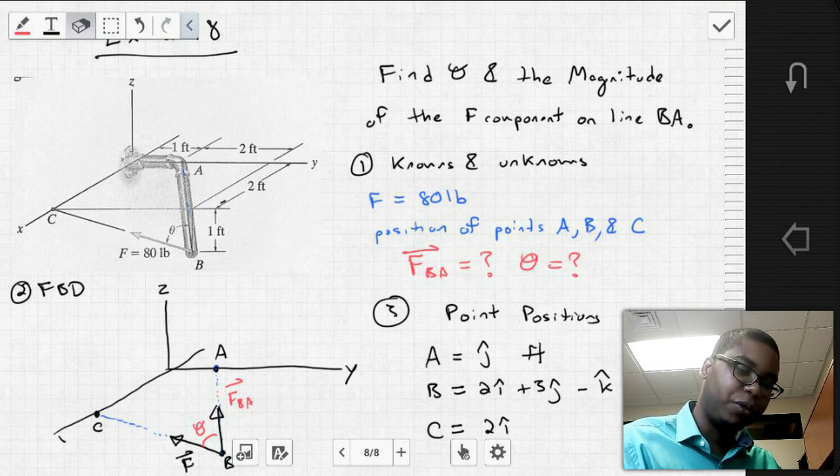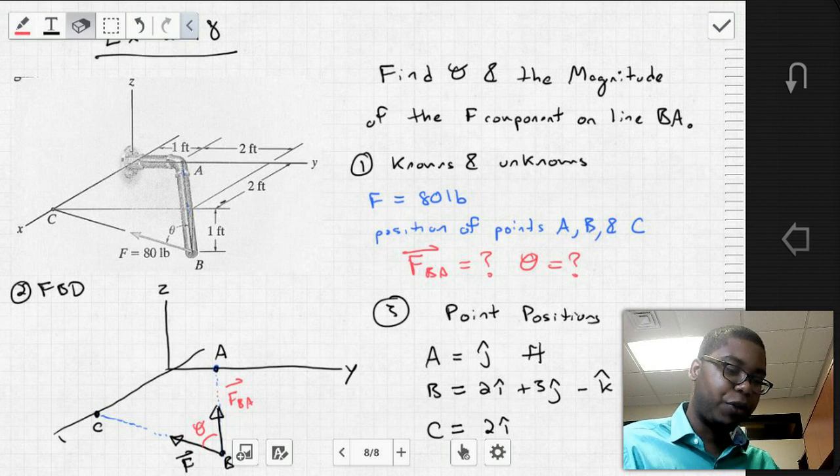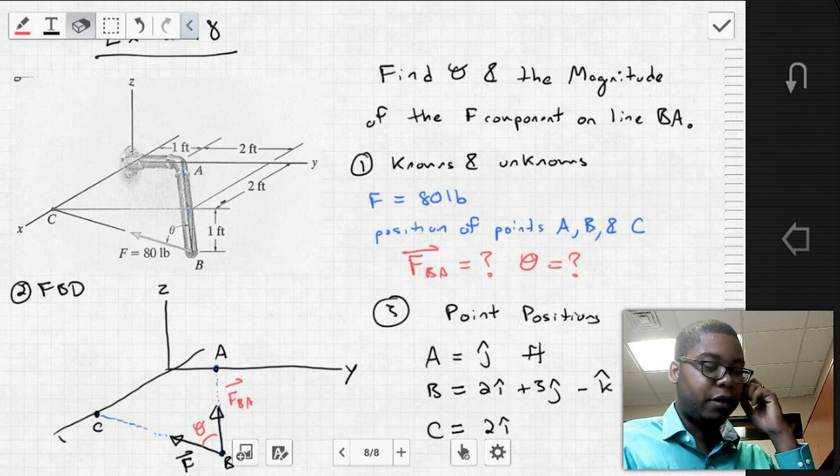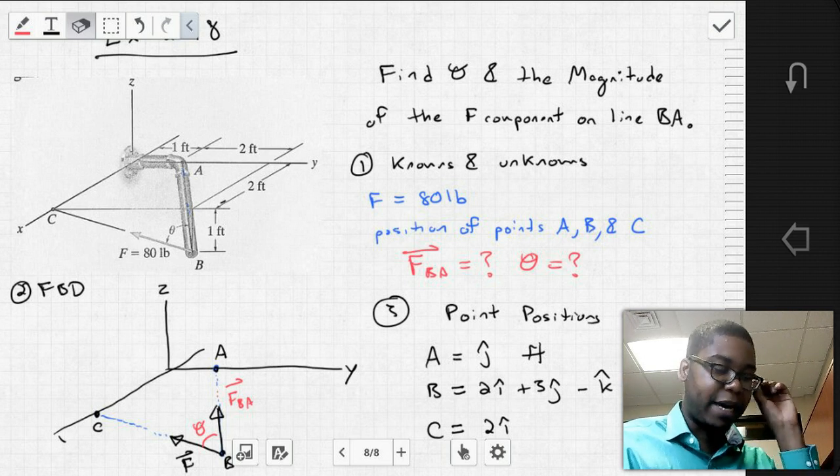So the magnitude of the force component that is directed from B to A. Let's do the first step, which is identifying our knowns and unknowns. We're given the magnitude of the force, which is 80 pounds. We're given position information for points A, B, and C, and we're asked to find the Cartesian vector component of the given force that is directed from B to A. We're also asked to find the angle between the force vector and the axes of interest.